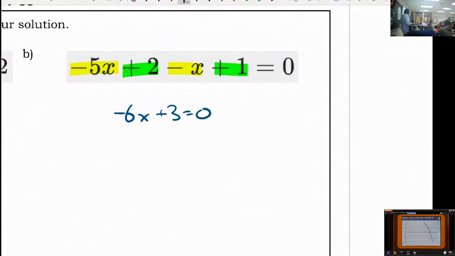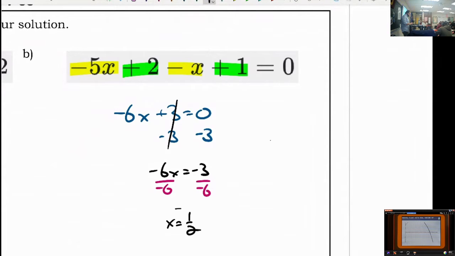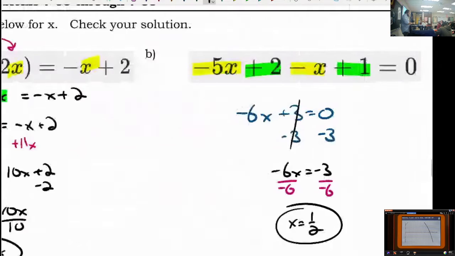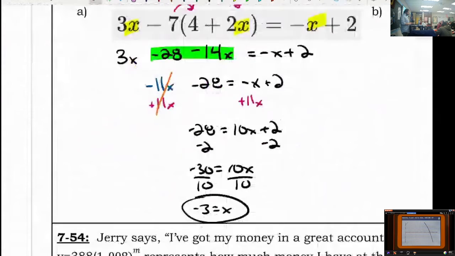This one you might be able to tell me the answer just by staring at it for a minute. It's going to be 1/2. Half of -6 will be -3, plus 3 is 0. But it's okay if you want to do the rest of the problem. Subtract 3 from both sides, -6x equals -3. And we're going to divide by -6, and there's your positive 1/2. -3 divided by -6, 1/2. Next question. You're welcome.